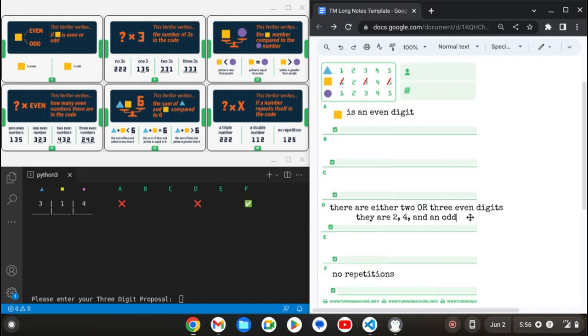What's interesting is, since I know there's an odd, either the 3 is there or it's not. So there can't be 2 or 3 odds, since we've already sort of confirmed that there are 2 evens. Let me update my notes, stating that there are 2 even digits. They are 2 and 4, and an odd.